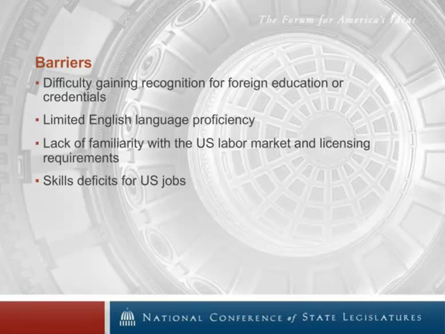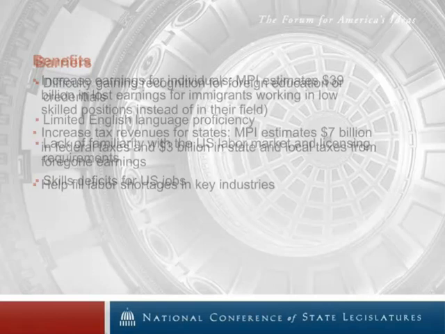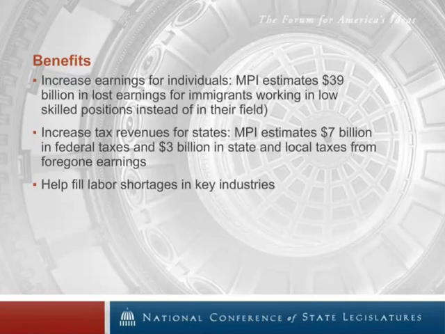What are some of the benefits of capitalizing on these immigrant professionals? MPI has estimated that $39 billion in lost earnings for the immigrants working in low-skilled positions instead of in their field. This could result in tax revenues that would increase of $7 billion in federal taxes and $3 billion in state and local taxes from the foregone earnings on these immigrants. And they also can help fill labor shortages in key industries.